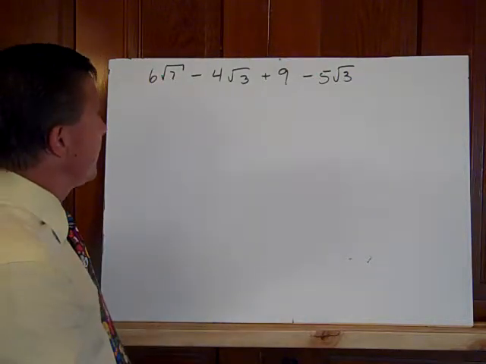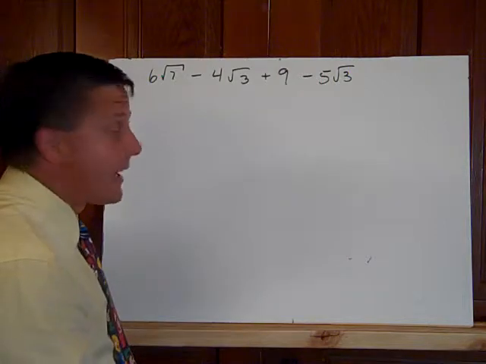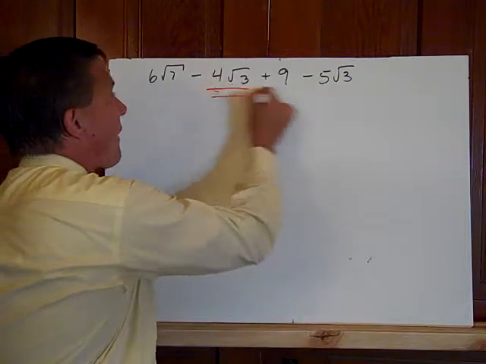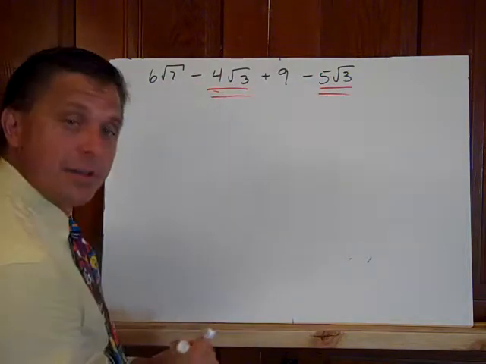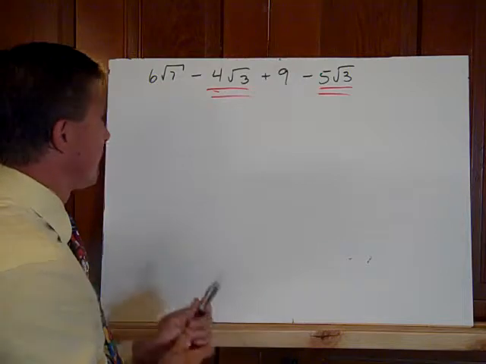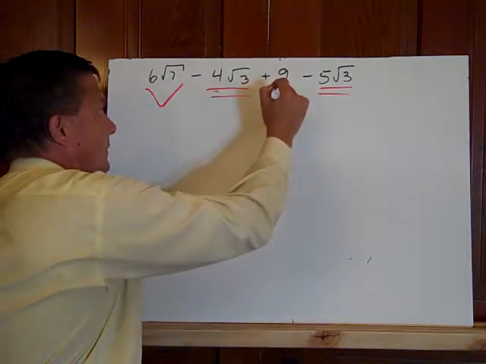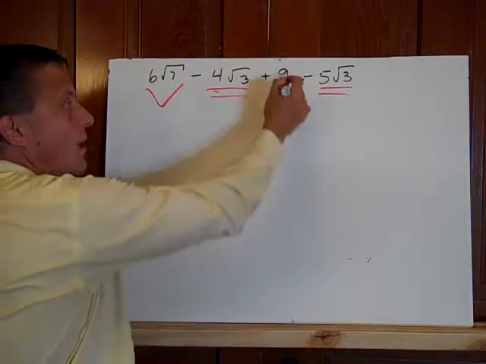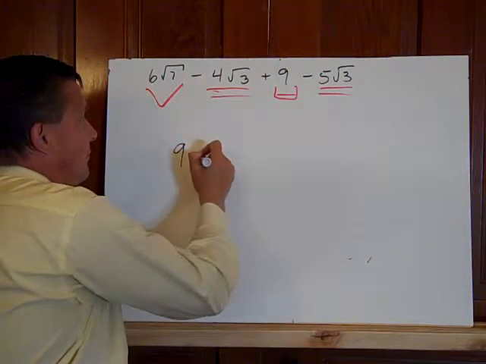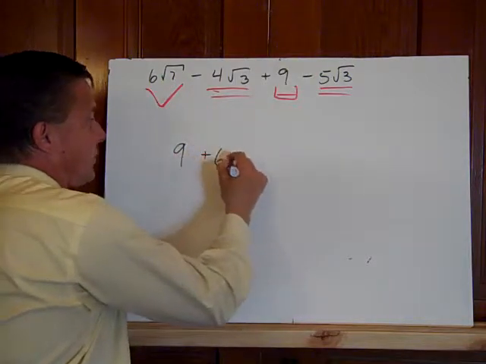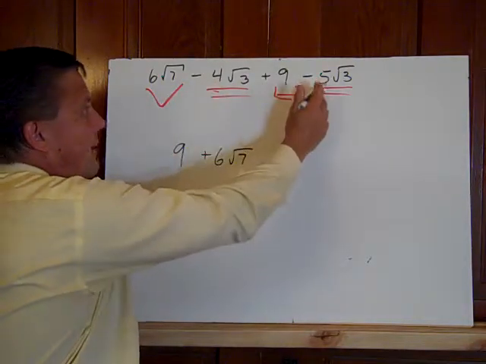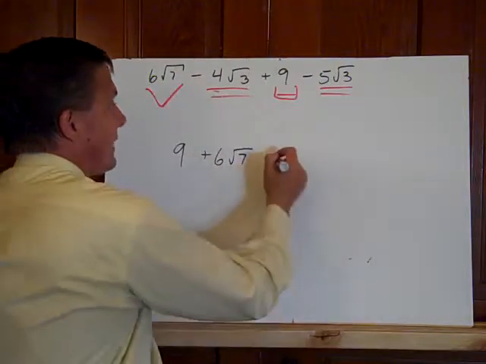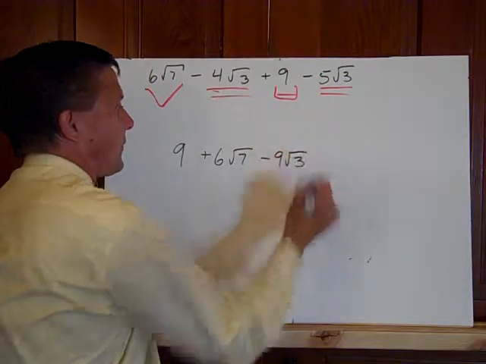Alright. 6 square roots of 7 minus 4 square roots of 3 plus 9 minus 5 square roots of 3. So let's take a look at it. Alright, what's the same? Just these two. The other two aren't the same. They're different. So this one's this and this one's that. Now often we write the whole number first. Positive 9. Then I'll write 6 square roots of 7. Negative 4 and negative 5, if you think about it, they're both like terms, so negative 9 square roots of 3.